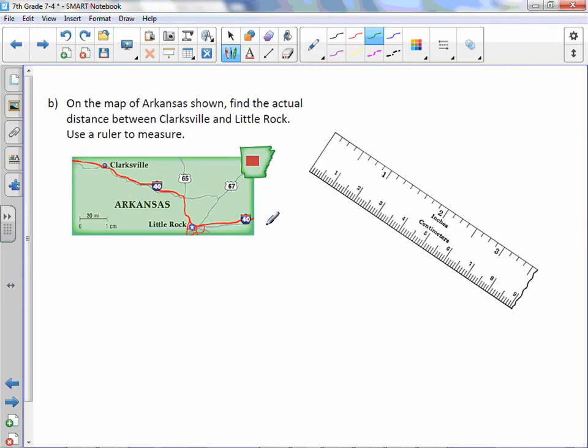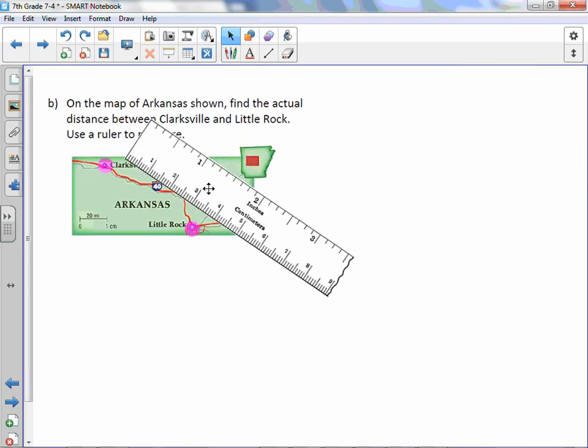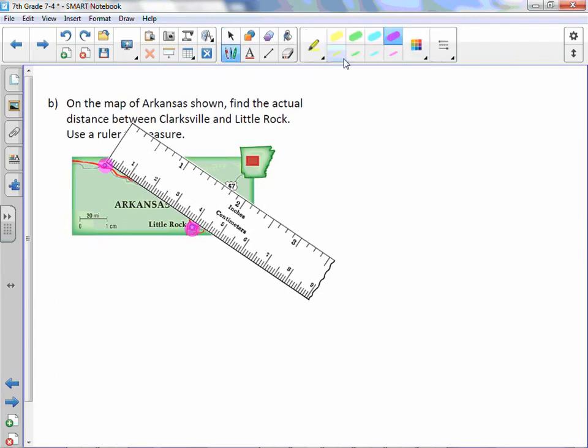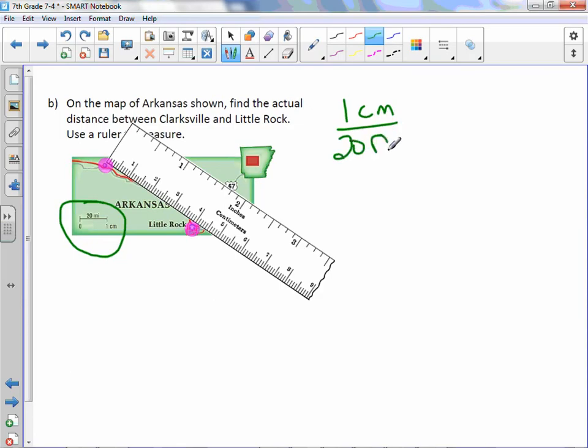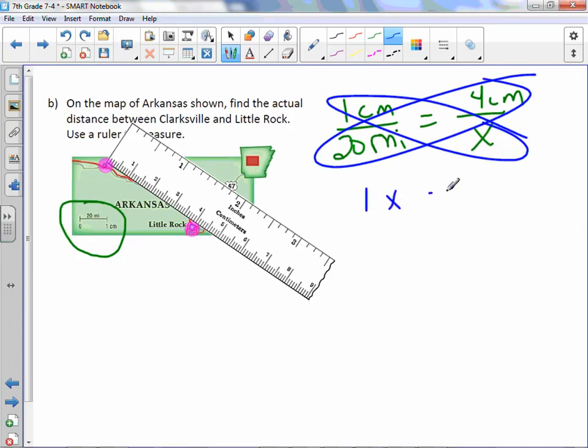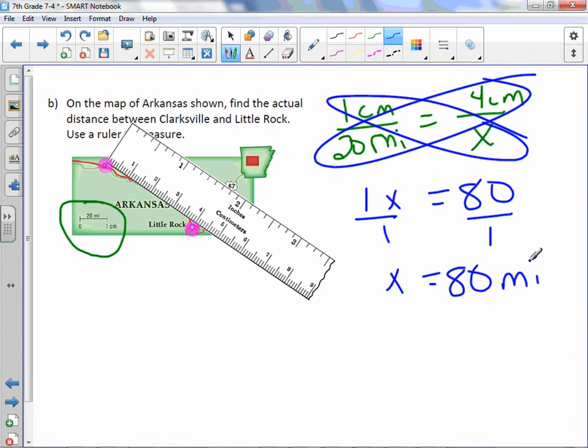Letter B. On the map of Arkansas shown, find the actual distance between Clarksville and Little Rock. Use a ruler to measure. So here's Clarksville and Little Rock. Let's use our ruler here. Okay. Our scale on the bottom is 1 centimeter equals 20 miles. So I'm going to write that as a fraction and set up a proportion. We measured the distance with our ruler to be 4 centimeters, and our unknown would go in the denominator. Cross multiply. 1x equals 80. Divide by 1. X equals 80 miles.